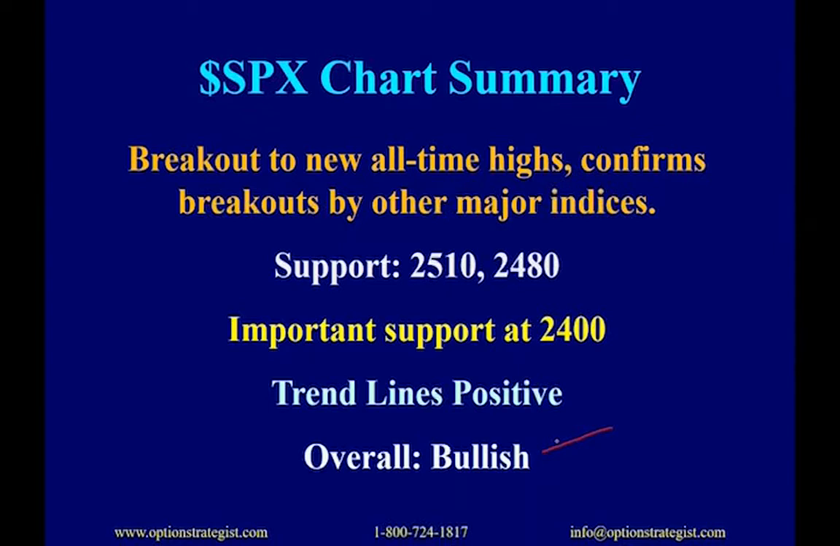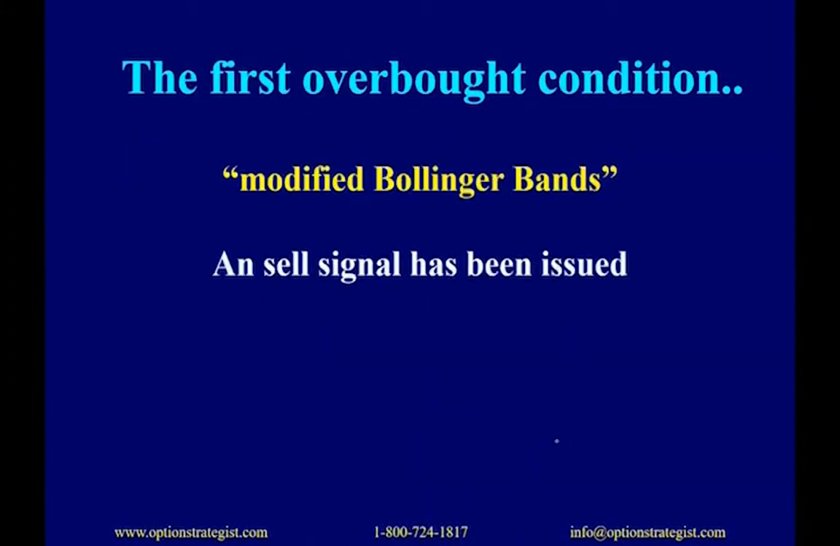So we're noting that, and as I said before, that's one of the most important indicators, actually the most important indicator. So we would not really turn significantly bearish on the market until some of those support levels were broken. Now, the first overbought condition I want to bring to your attention is what I call the modified Bollinger Band condition, and it has just issued a sell signal.